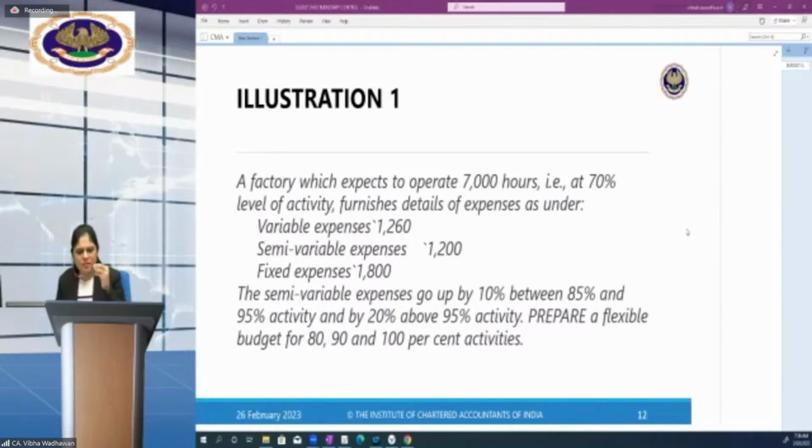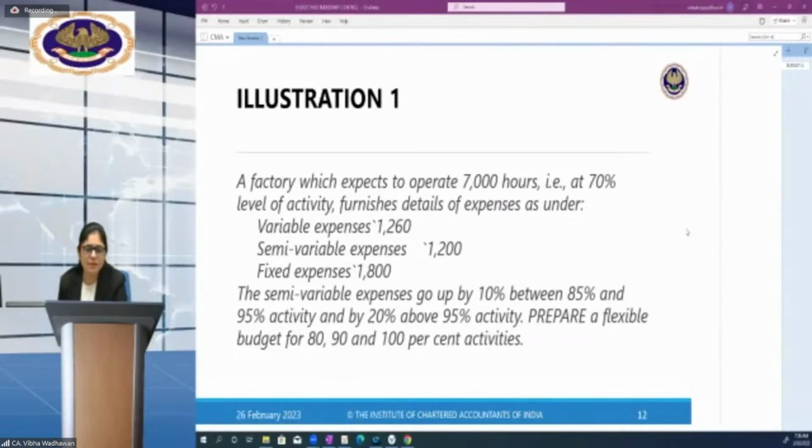A factory which expects to operate 7,000 hours, that is 70% level of activity, furnishes details of expenses as under: variable, semi-variable, fixed expenses. What are semi-variable expenses? Anybody? Now you have mostly covered all the units in cost and management accounting. So now you should know all the terms and the meaning. So what do you mean by semi-variable expenses?